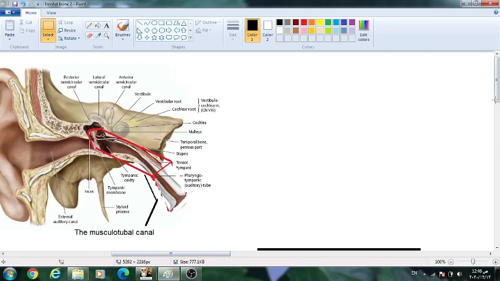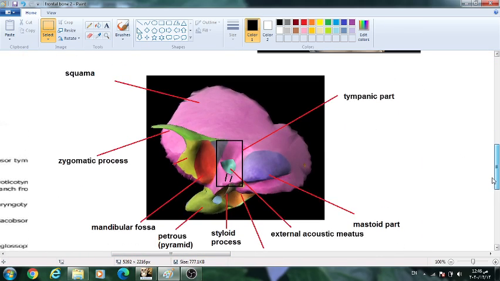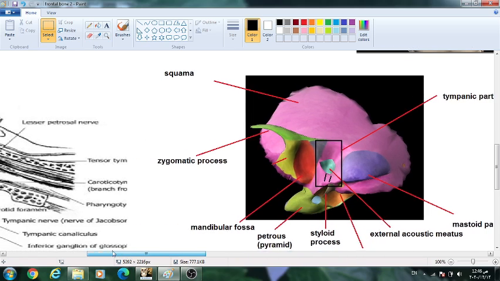We have 4 parts for the temporal bone. We have the tympanic part, we have the petrous or pyramids part. I think that's its name in Latin because it's tetrahedral in shape. And we have the mastoid part, and the squama. I think also the zygomatic process and the mandibular fossa. I think the zygomatic process is an extension of the squama part, which is the flat part of the frontal bone. Of course, it's convex from the outside and concave from the internal side.